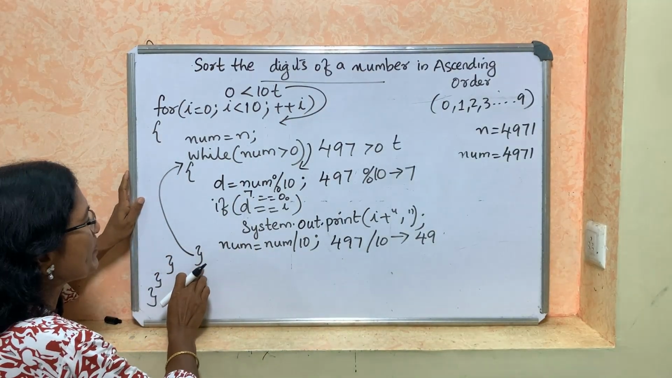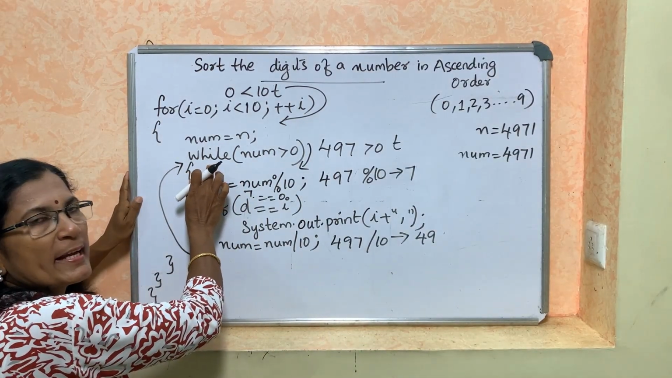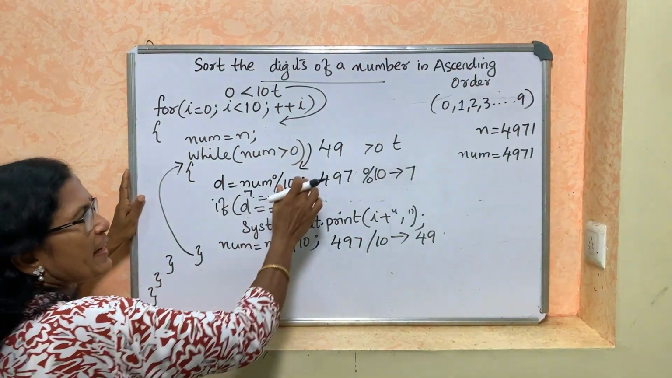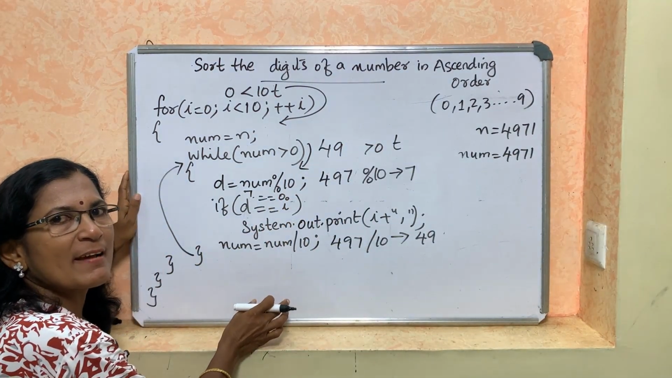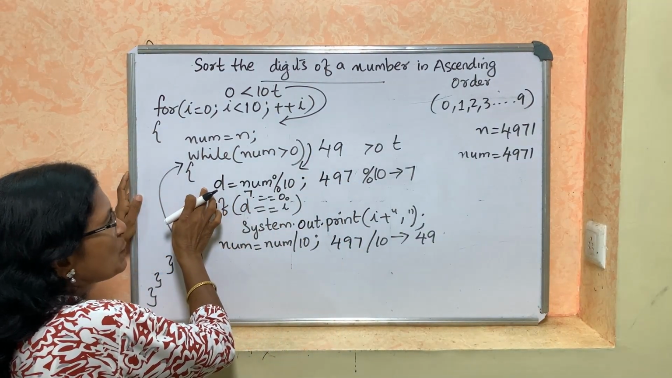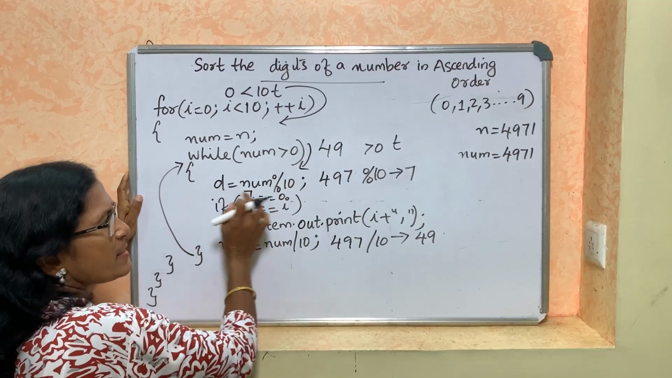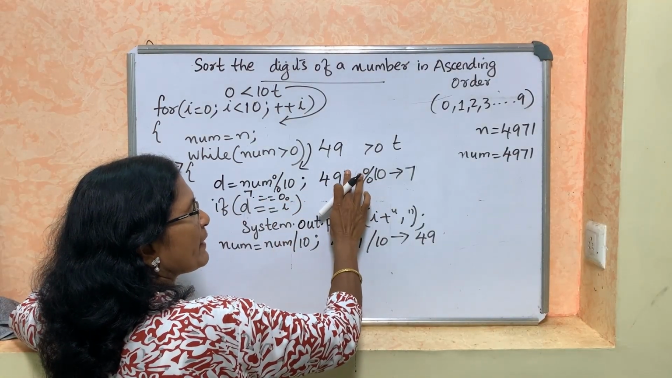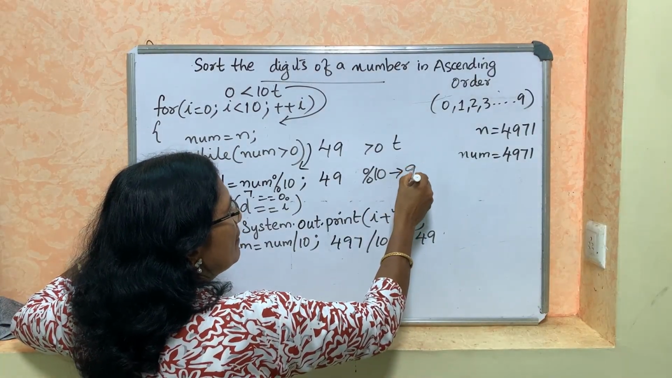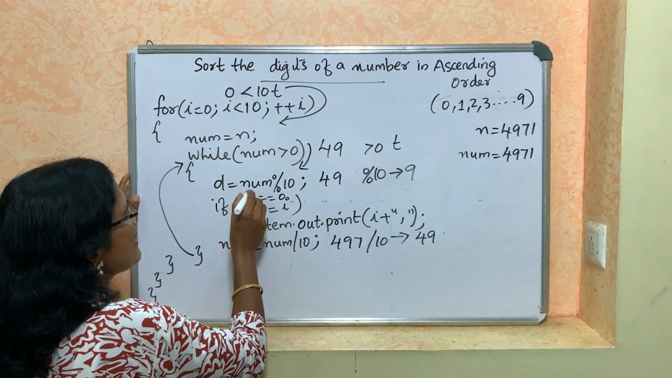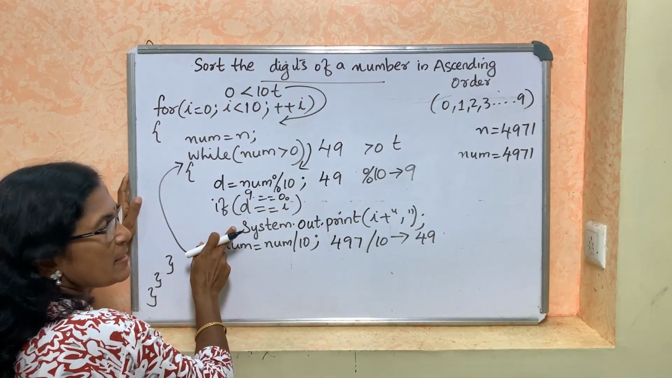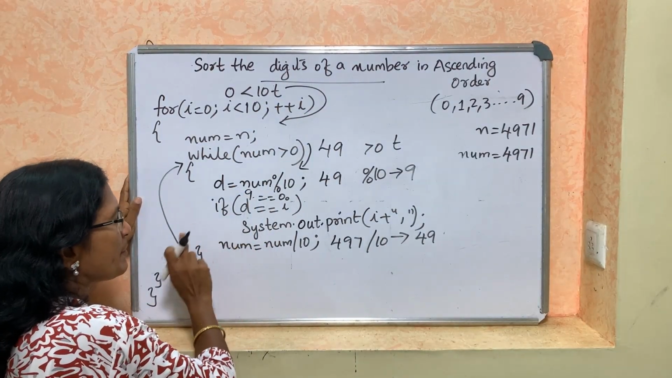As the closing of the loop is encountered, control goes back to the header line with the new value of num as 49. 49 greater than 0, the test expression is evaluated to true. So control enters into the while loop's body, and digit D is equal to num modulus 10 will be executed. 49 modulus 10 is 9, and the new value of D is 9. 9 is equal to 0? No. So the body of the if clause will not be executed.